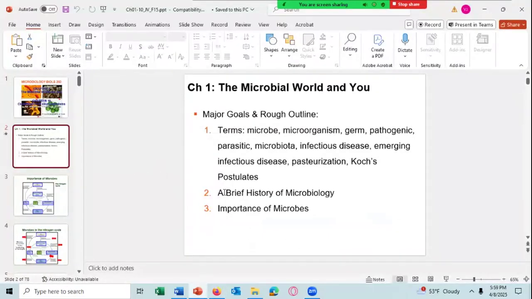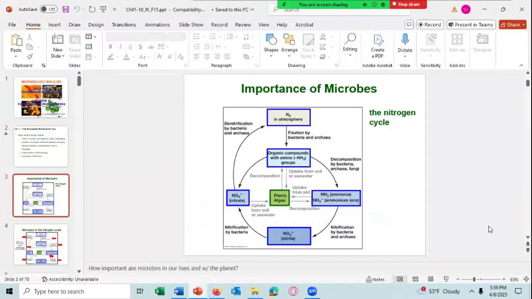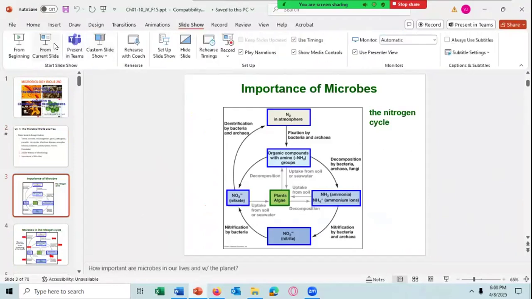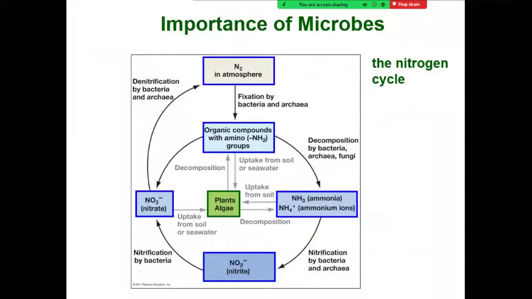Then we will go into a brief history of microbiology, and throughout this chapter, we'll talk about the importance of microbes. Let me blow this up. The importance of microbes. Here we're looking at the nitrogen cycle, where we can say nitrogen starts in the atmosphere as nitrogen gas. Nitrogen gas can be fixed by bacteria and archaea into an organic compound like, I don't know, an amino acid.